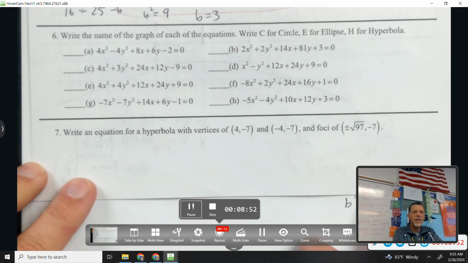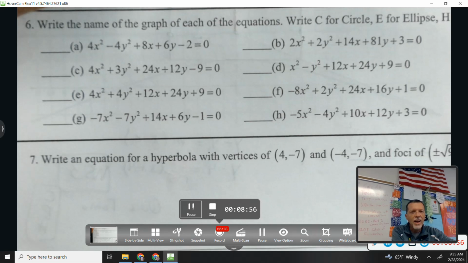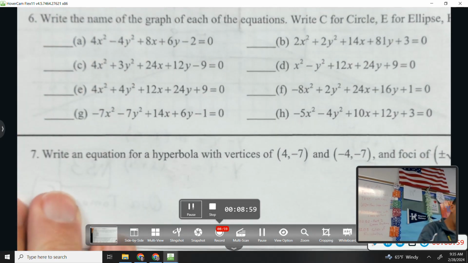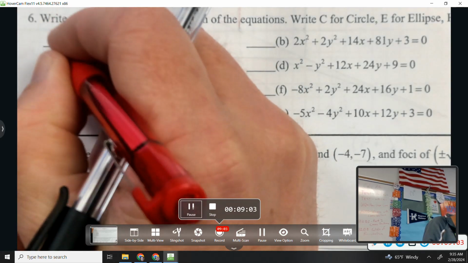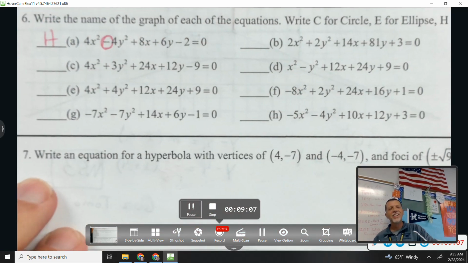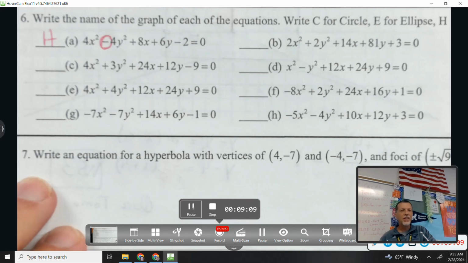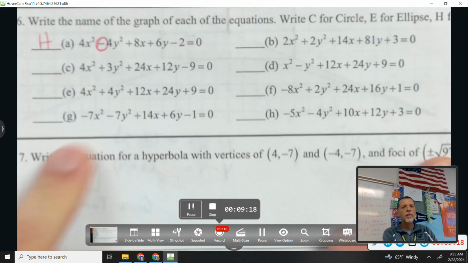What's A? I'm sorry, what was A? You looked at the coefficients and said, the coefficients match, it's a circle. No, there's a minus sign in there. That means that when you did that hyperbola, the box would be a square, but it's still a hyperbola because of the minus sign. What about B?